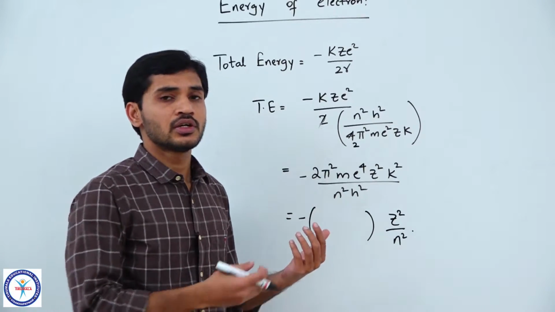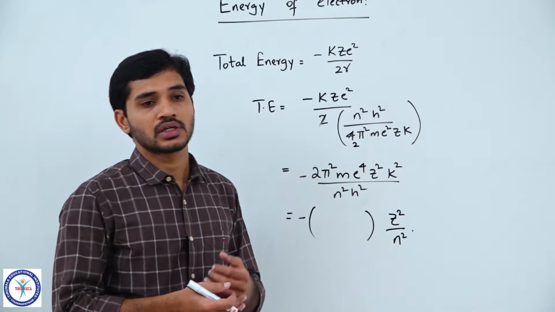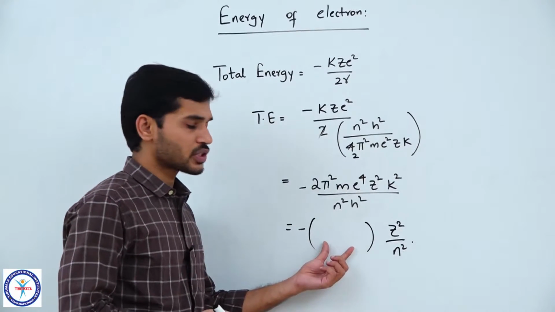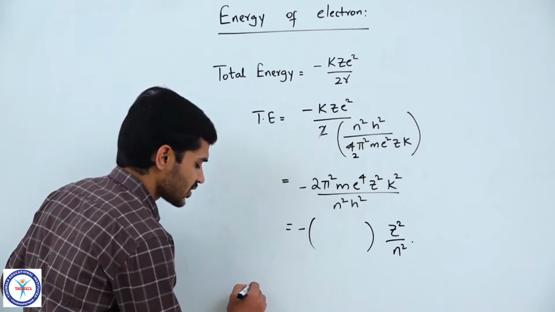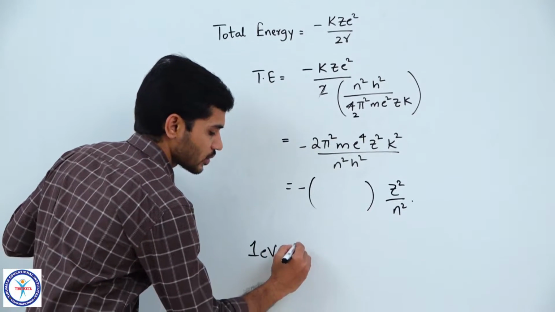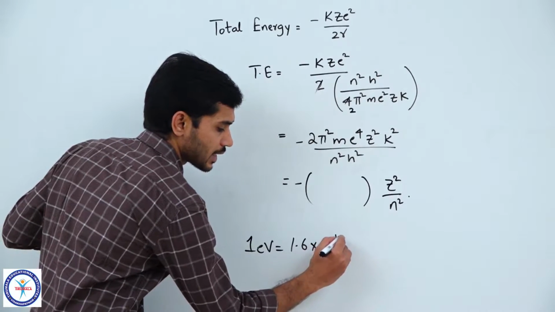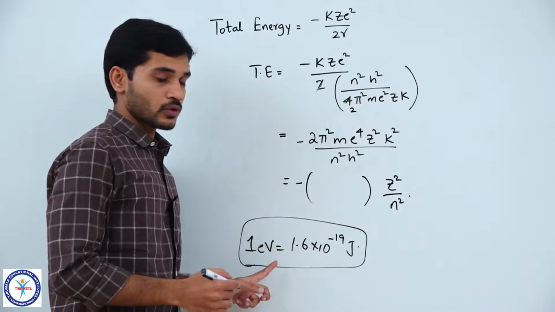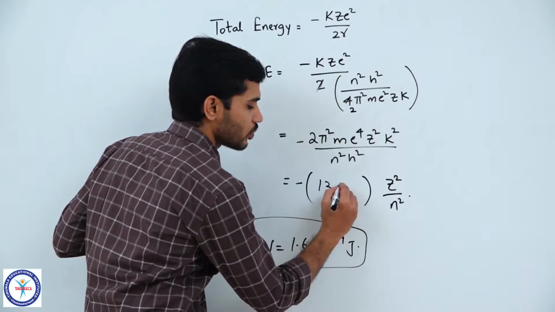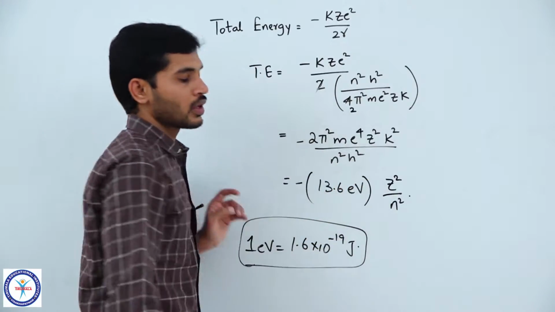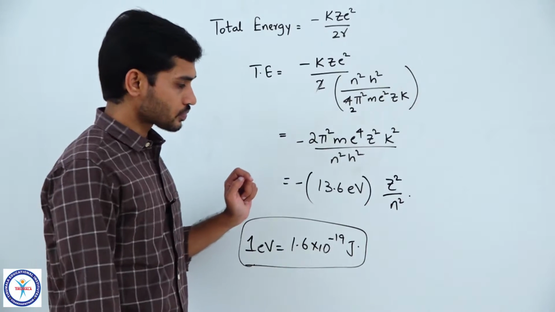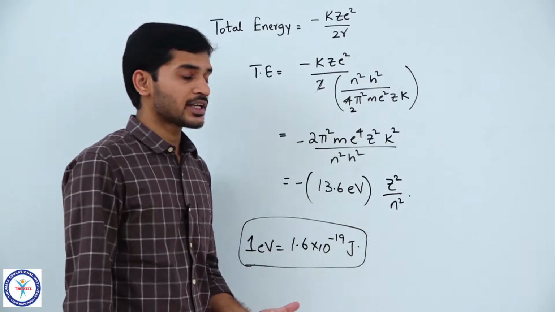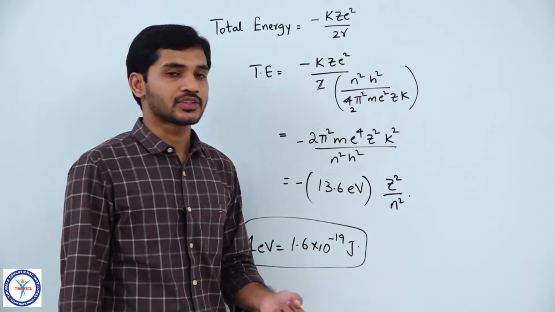But as I told you earlier, throughout atomic physics we will be representing the energies in electron volts. That is more useful for us. So, when I convert this expression into electron volts by using this conversion factor, 1 electron volt is equal to 1.6 into 10 power minus 19 joules, the value which I get here is 13.6 electron volts. So, that would be the energy of an electron in a hydrogen like atom in its nth orbit. So, minus 13.6 electron volts into z square by n square.